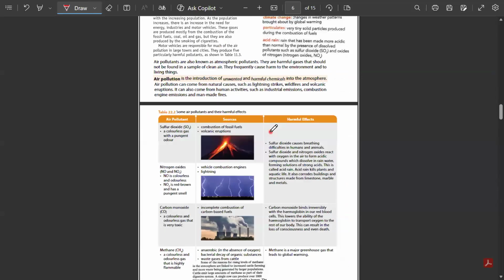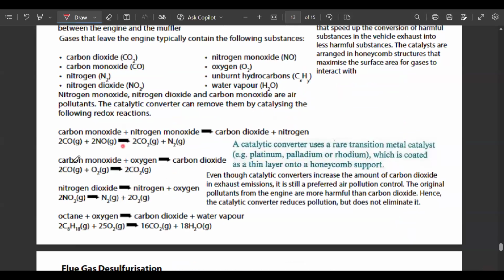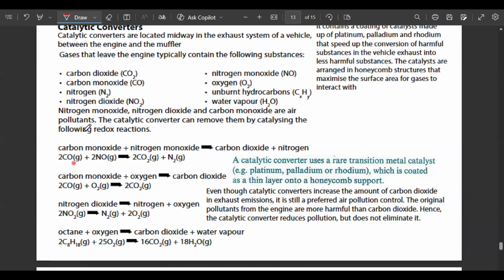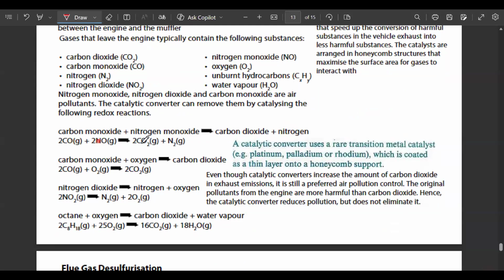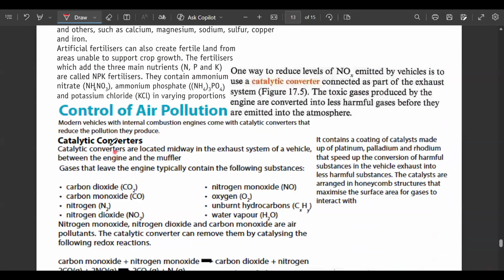In the catalytic converter, we had these reactions present. The CO reacts with NO to make CO2 and N2, CO reacts with O2 to convert into CO2, NO2 is converted into N2 and O2, and the unburned hydrocarbons are converted into carbon dioxide and water. So these are the reactions in the catalytic converters. So we come back to the question.